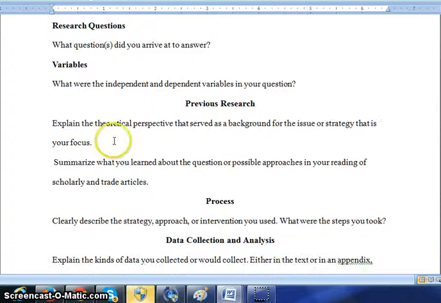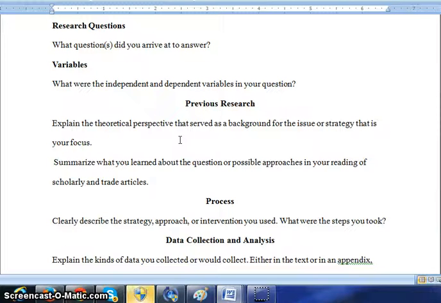Previous research. This is the place that you explain from a theoretical perspective the background of the issue. And when I say theoretical perspective, those of us that have been in education, you think about Piaget, Erickson, Vygotsky, all the famous theorists. Or it may be something new. It may be a new theory that's arisen. So you want to include some theory in this section that kind of serves as a background.